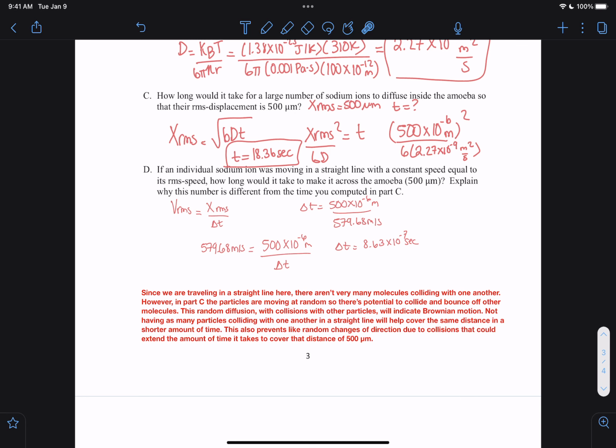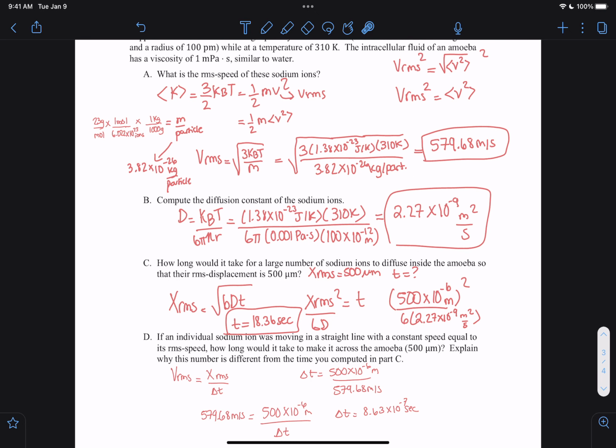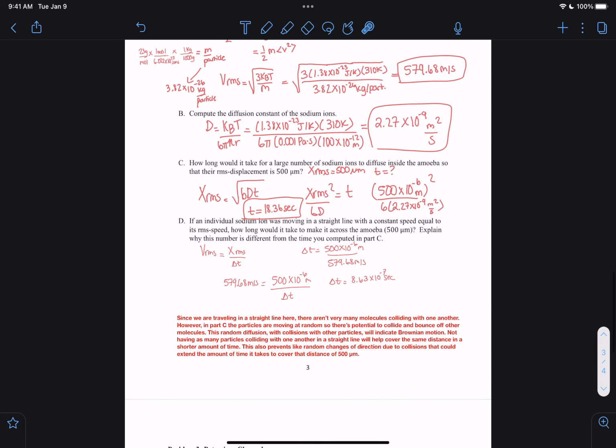So if you don't have any other particles or ions or any other molecules in the way, the sodium ions will just move from their starting location and cover those 500 micrometers in a shorter amount of time. But yeah, so that's problem 2.